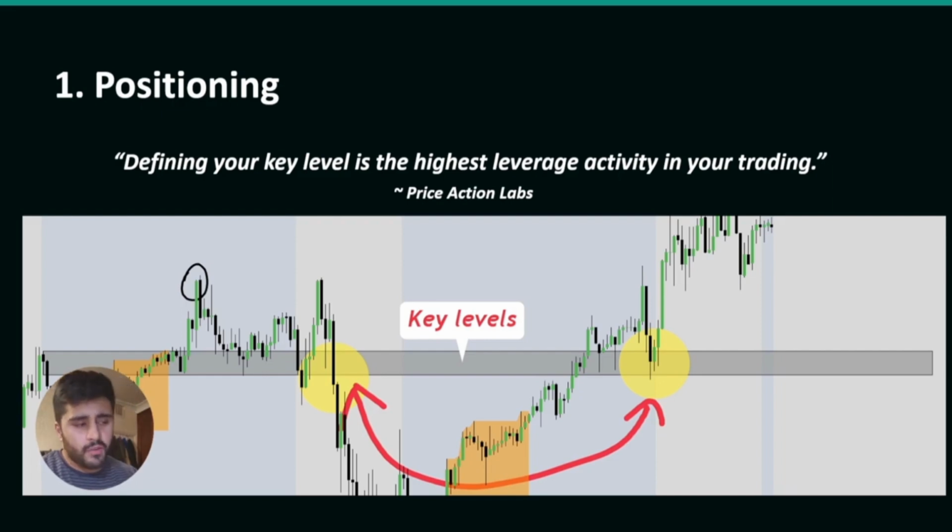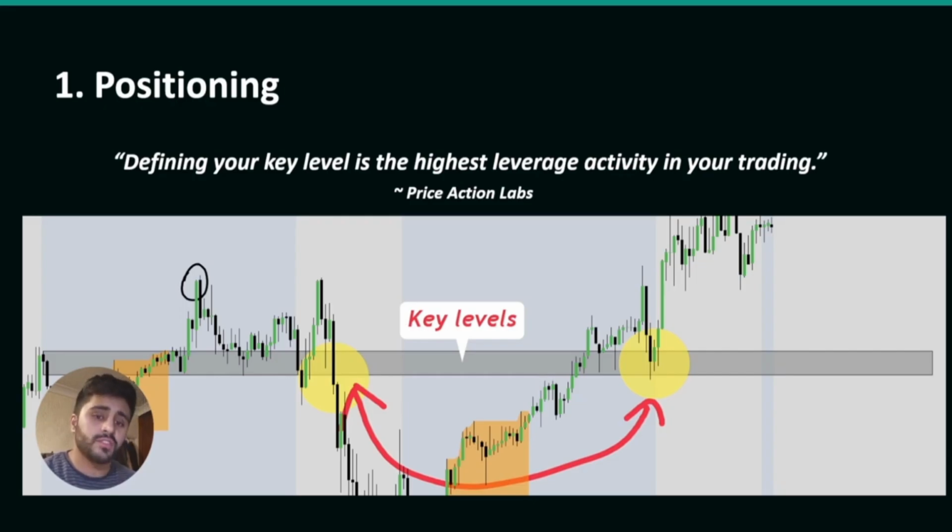So the biggest problem that I often see with traders is that they take trades without defining their key level. The secret to a key level is that you want to define it before the market even opens. And in this video, I'm going to show you how I exactly find my key levels using a 4-step process, because this is the highest leverage activity.